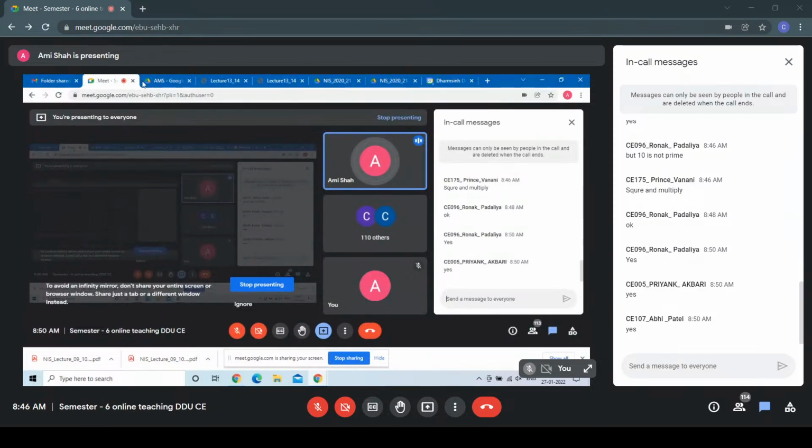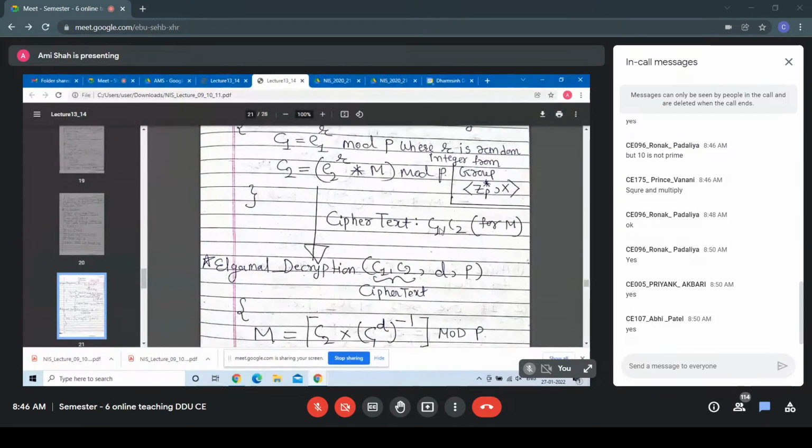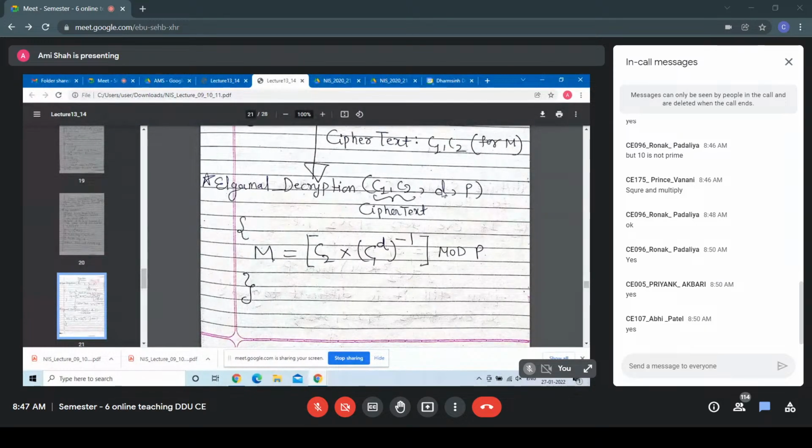Now Alice has the two ciphertexts C1 and C2. Once Alice gets them, Alice sends this ciphertext C1 and C2, this encrypted text, to Bob. Now what will Bob do? Bob has the private key D. With the help of this private key, Bob decrypts the ciphertext and finally gets M.